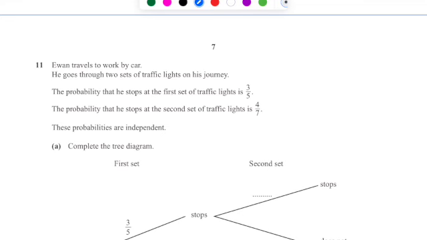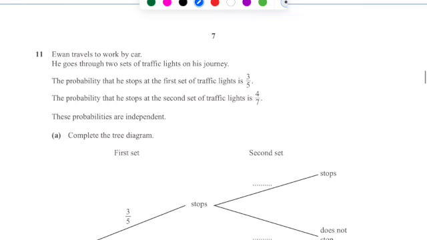Next question. A1 travels to work by car.